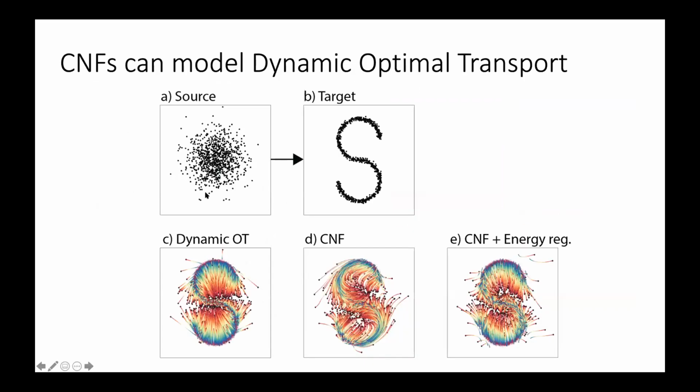So let's pretend we're taking this Gaussian and now transforming it to this S shape. Well, the optimal transport, these are showing the paths from red to blue, is to take each one of these points and transport it to the closest point in the S so that you match the shape. But when you take a continuous normalizing flow, the paths it takes are not these straight paths. They're taking these roundabout paths. And so if you add this regularization that we call the energy regularization, then you get these straight paths again.